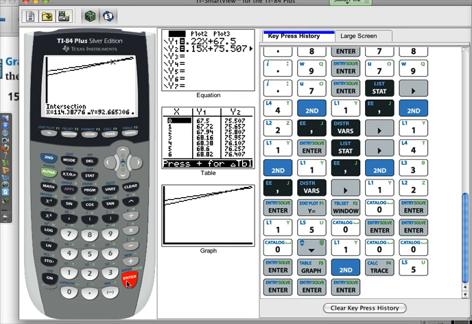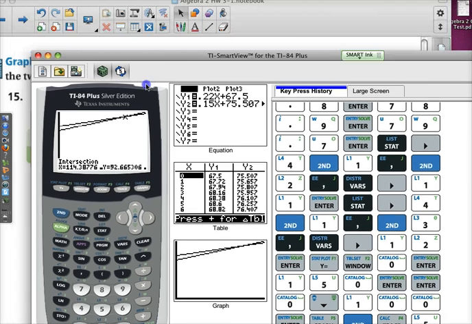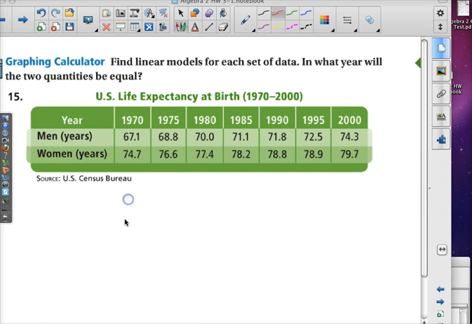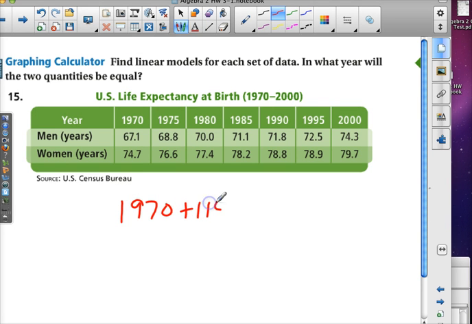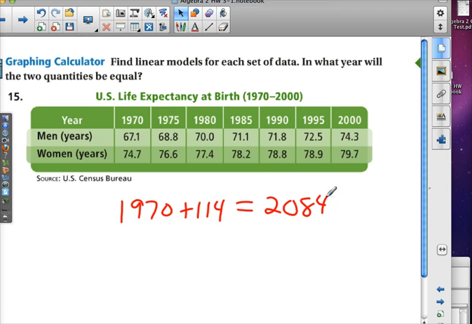And that tells me it's going to be another 114 years before the life expectancies for both match at about 93 years old. So this started in 1970, and I need to add 114 years to it. And when you do that addition, it's going to be around 2084 that they would expect to see the life expectancy for men and women to both be the same. So that one, very, very calculator oriented.